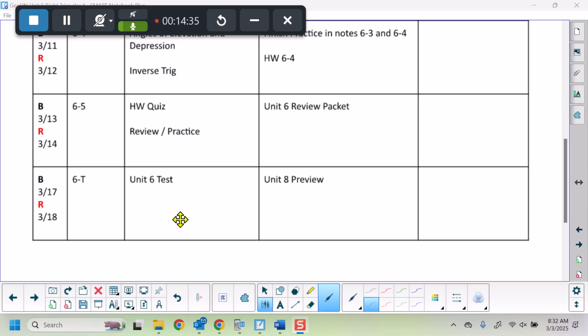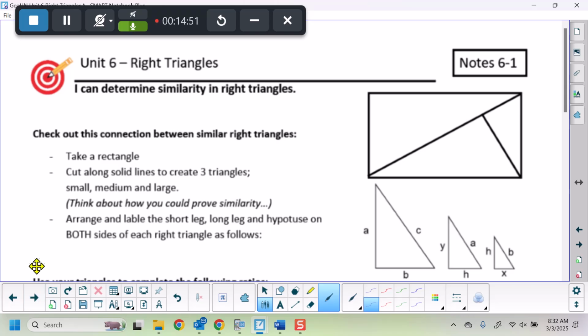So it's a quick unit, but it's exciting for me. It's what I like to teach because you've never seen some of it before. So from having the MAP testing and having those questions, you're curious. So I can't wait to tell you what it's all about. The first thing that we're going to talk about is this similarity in right triangles. So I've given you all a rectangle.